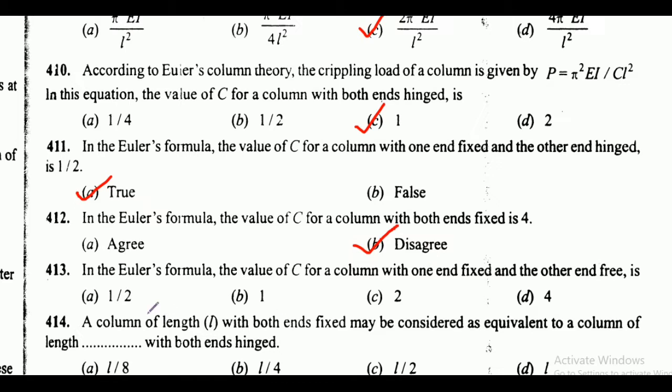Next is, in the Euler's formula, the value of C for a column with one end fixed and other end free is, options are half, 1, 2, 4. So here correct answer is option D, that is 4.